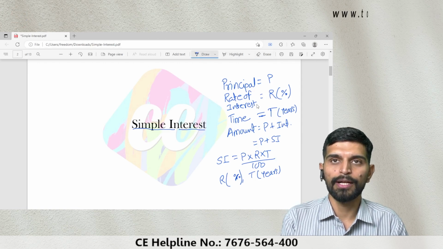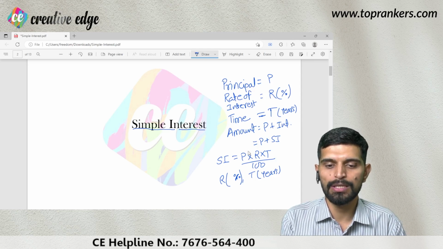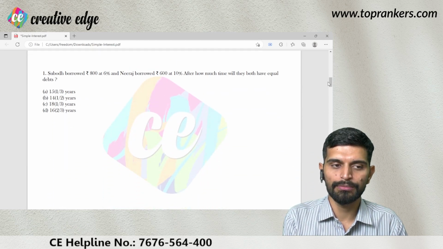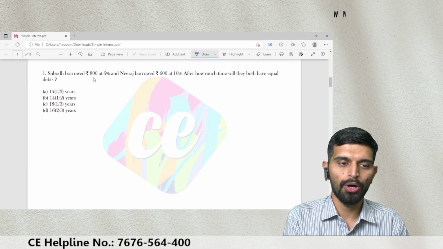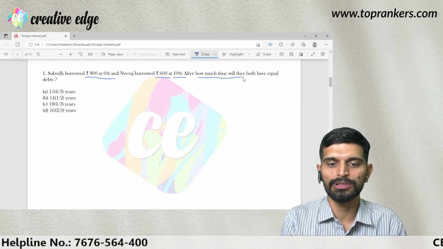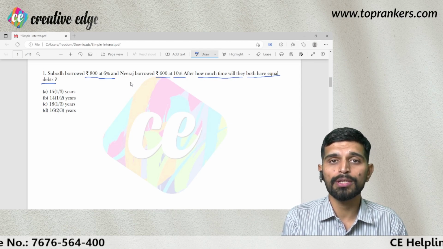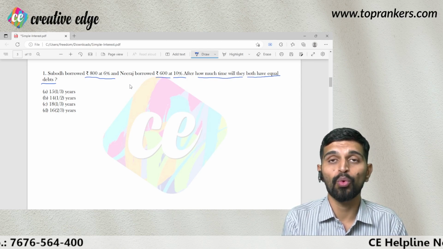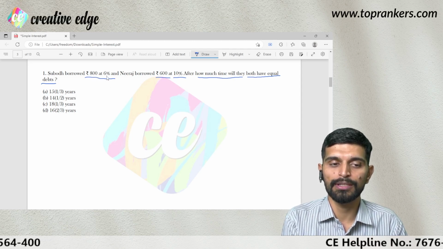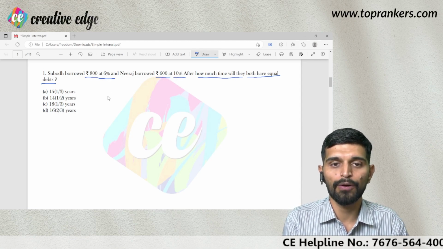Okay, so let us go through few questions to understand how do we apply these concepts, right? So let's look at the very first question. It reads, Subodh borrowed rupees 800 at 6% and Neeraj borrowed rupees 600 at 10%. After how much time will they both have equal debts, right? So the amount is equal that we need to calculate, for what time, after what time that amount of this principal, this rate, and this principal, this rate is equal. So we need to compare or we need to equate the amounts.